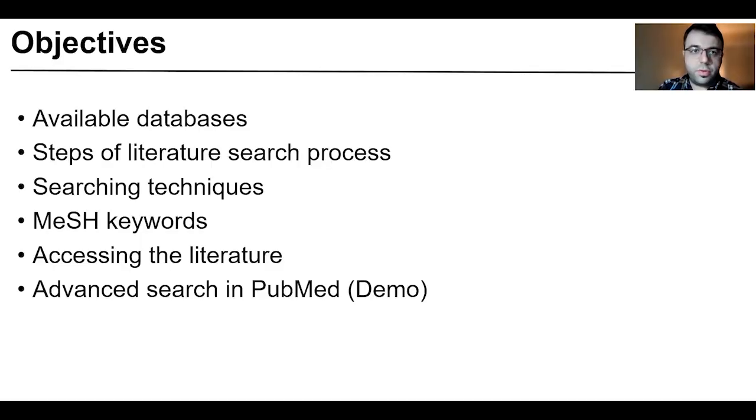Objectives that we are going to go over in this presentation are, first, the available databases we have in medical literature, the steps of the literature search process, and how we should take those steps to perform an appropriate literature review, searching techniques, and how we can improve our searches, MeSH keywords, and accessing the literature using different databases.